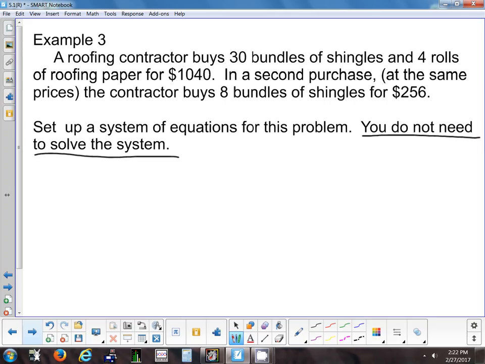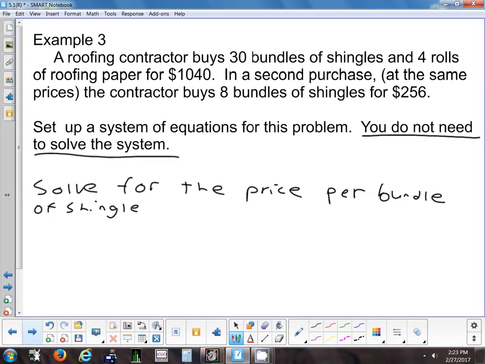Okay, so let me write down what we're solving for. Solve for the price per bundle of shingles. Okay, that's the first thing I want to know. And I also want to know the cost for each roll of roofing paper. So solve for the price per bundle of shingles and the cost per roll of roofing paper.